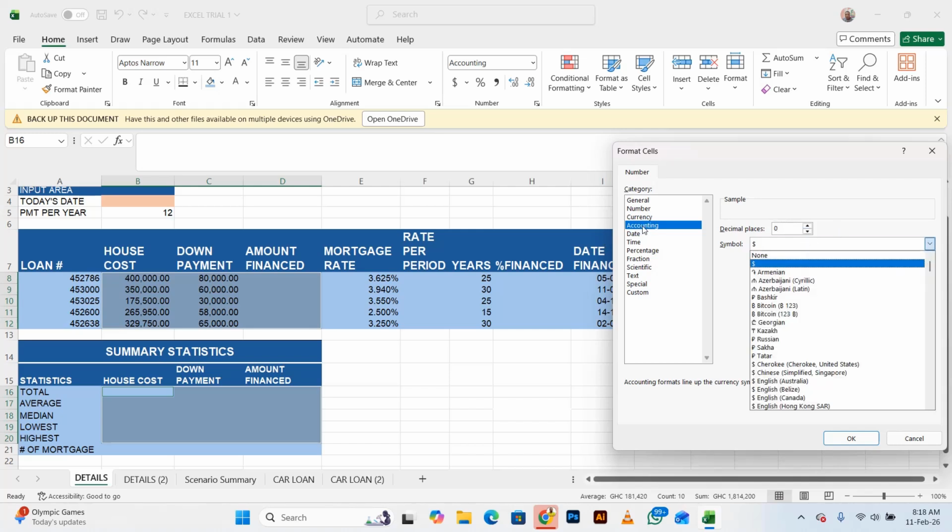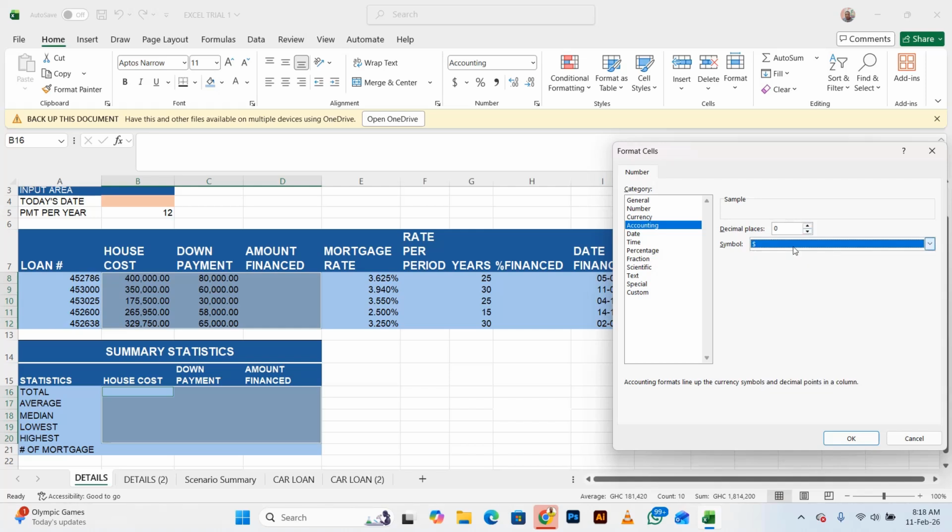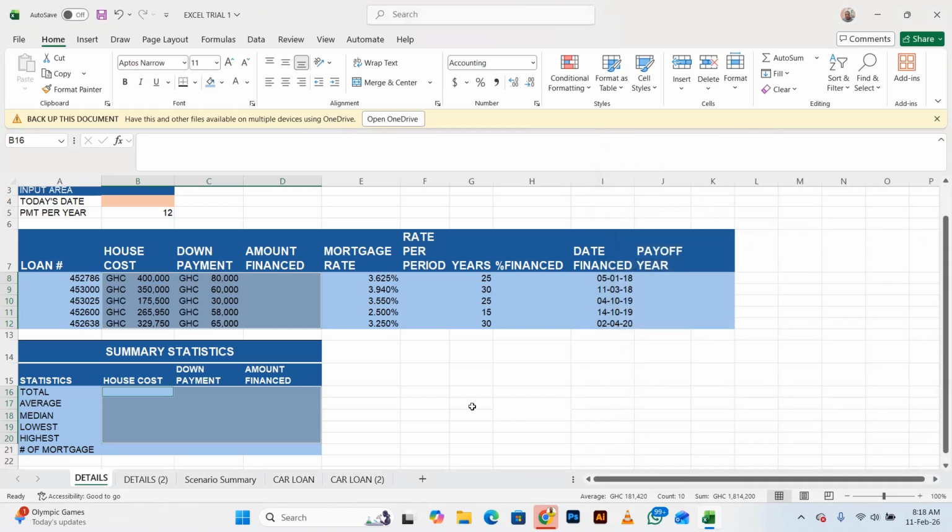So you go to accounting. Take note of this. It's accounting. You remove it to 0 decimal places. And then here, you type in GH, and then you select this one. I prefer this one. Then you click OK. So all of them have been customized to this Ghana cedis, and then the money will come, so that you don't need to do it one by one. So now we are done.